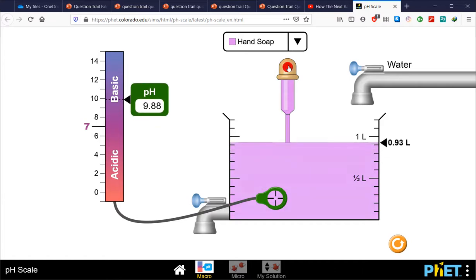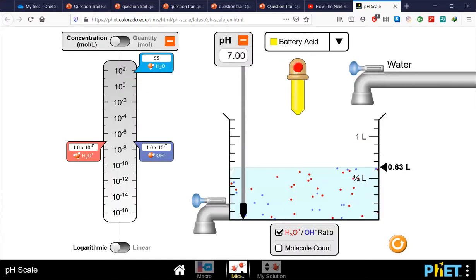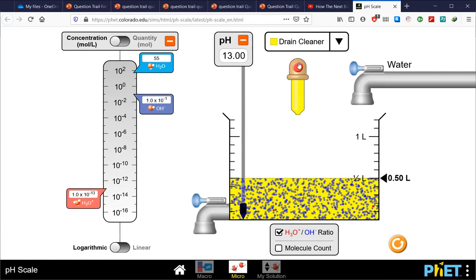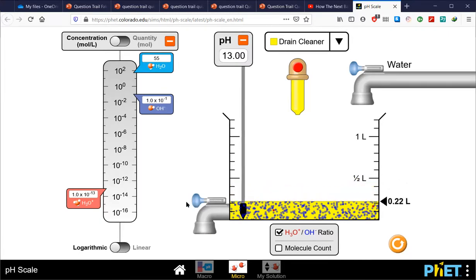That's for 24. Go to the micro version, it says, turn on this. Put in half a liter of drain cleaner. Drain some out. What happens to the H3O plus and OH minus concentrations, blue and pink tabs? So if we drain some out, nothing happens because again, when you drain something out, the concentration stays the same. It's still got the same characteristic. So what happens to the pH? Nothing. Nothing, and nothing for 25.